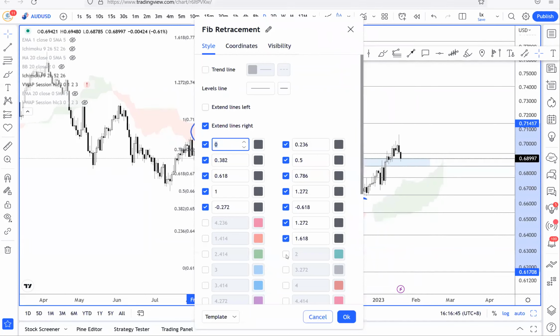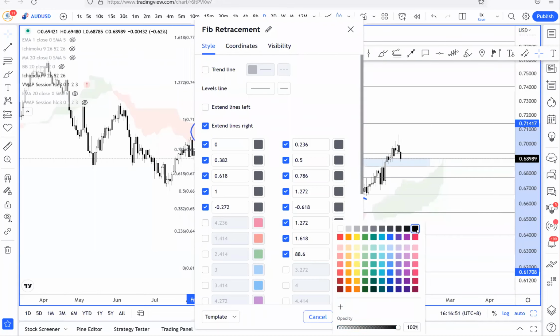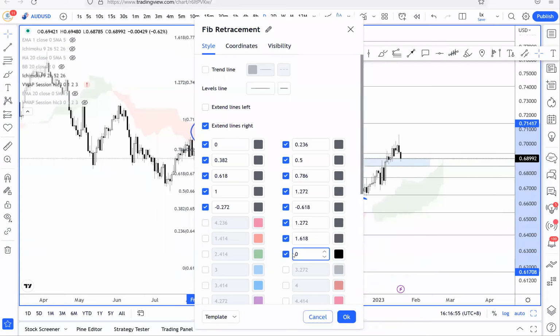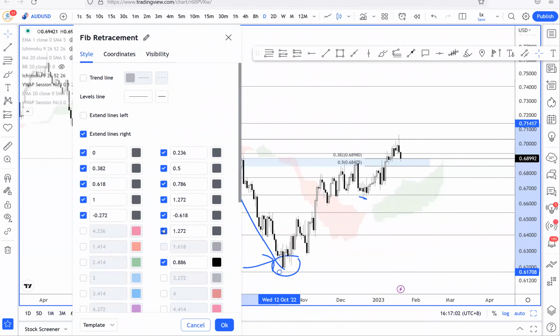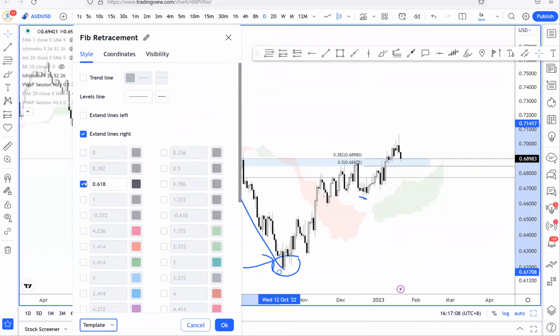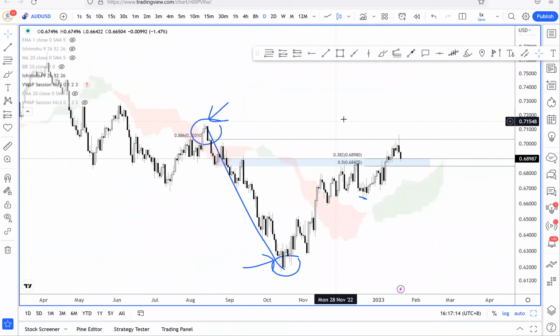There is another level, 88.6, so this is another Fibonacci retracement level that you can take a look at. So in this example, let me just add this, it should be 0.886. You can see that the 88.6 retracement is the one that's being respected. So let me just again remove the rest so that we just keep the one that is relevant. Okay, so this is the area here.